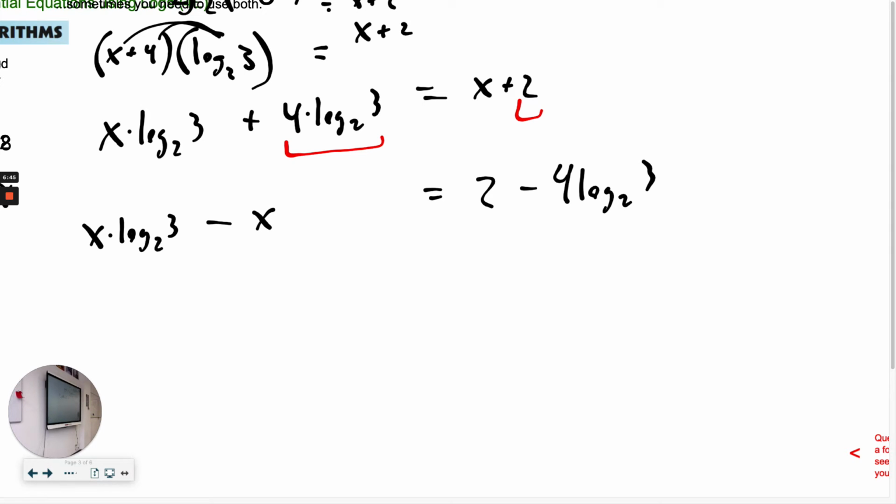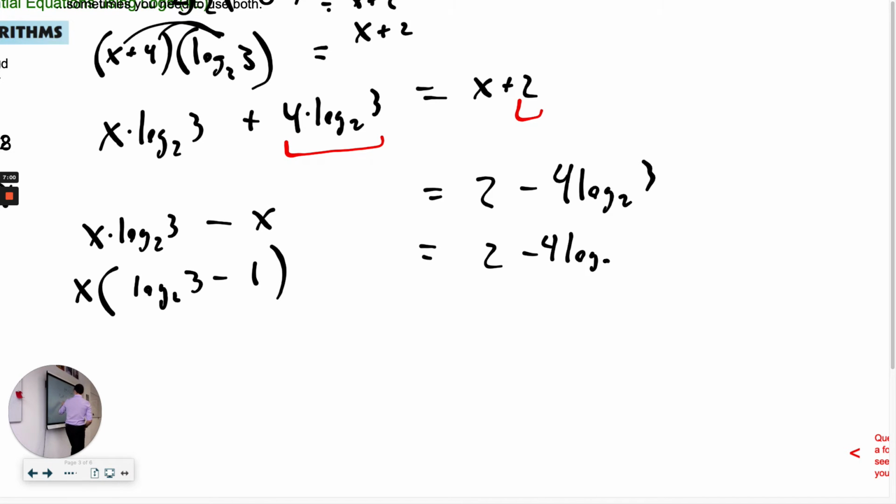What can you do with that now? Yeah, pull out an x by factoring, and what we're left with on this side is gross, but just numbers. This side is also gross, but just numbers. And therefore, the x is sitting there. We consolidated the x into one packet. We can divide both sides by that log base 2 of 3 minus 1 into our x.